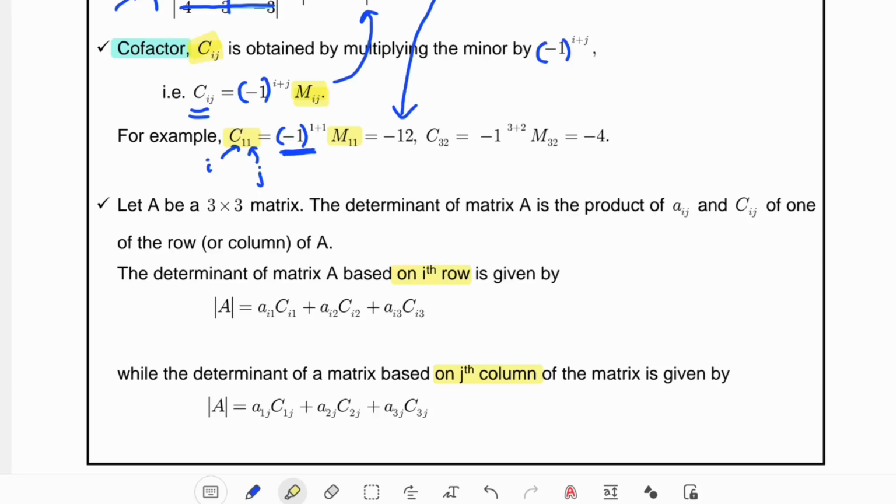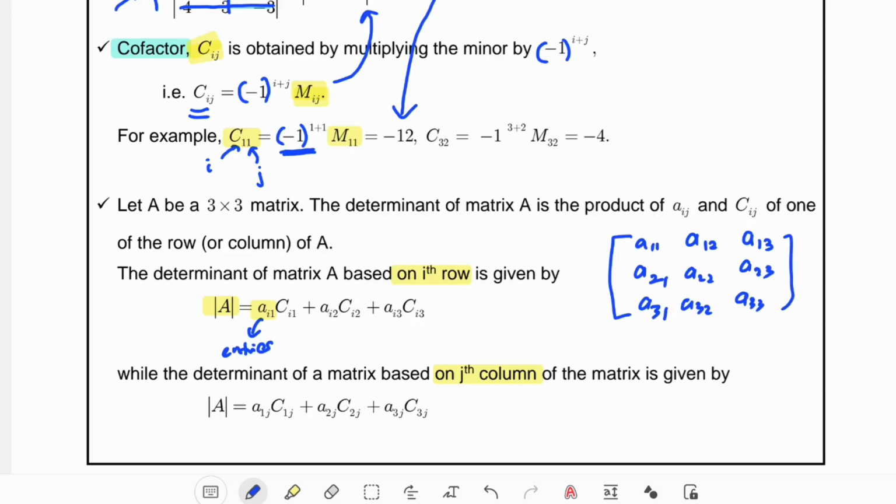So after you choose which row or which column you prefer, you just need to continue with your calculation, which is the determinant of A equals to the a's. The a's are the entries, meaning the values of the entries of the given matrix. So you can just refer to this form, whether the entries are a11, a12, a13, and so on.